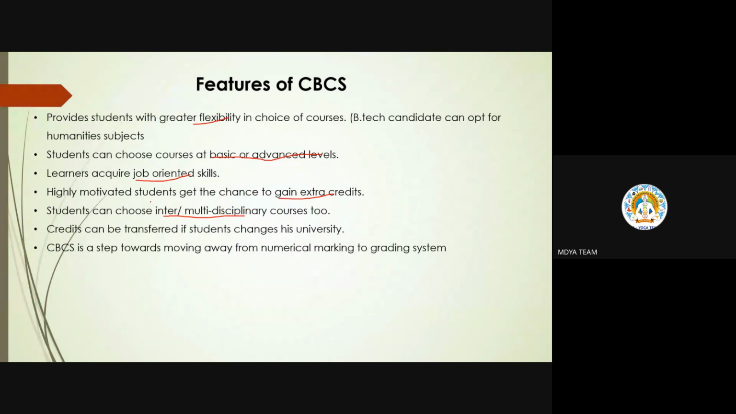Credits can be transferred if a student changes his university. And if a student is changing his university, credits can be transferred. CBCS is a step toward moving away from numerical marking to a grading system.